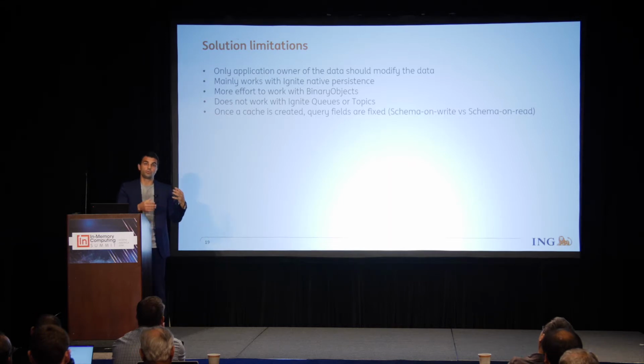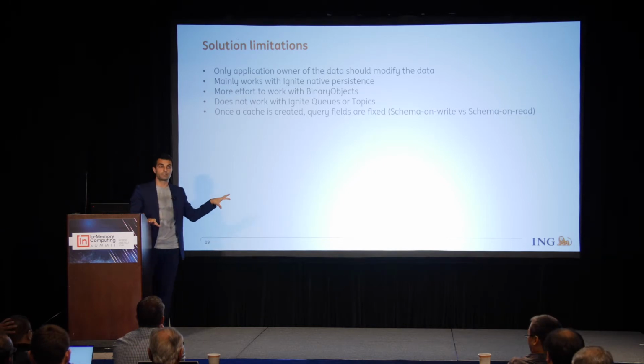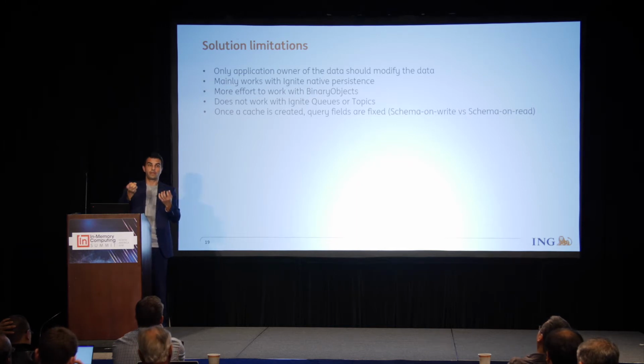Also, to avoid this problem of cache definition, it works mostly with Ignite native persistence, because we know that potentially all the nodes can have the right drivers. Unfortunately as well, you will have to do the deserialization. Here we had simple objects, but if you start having very complex objects, reading from a binary object to your model object can be tedious.